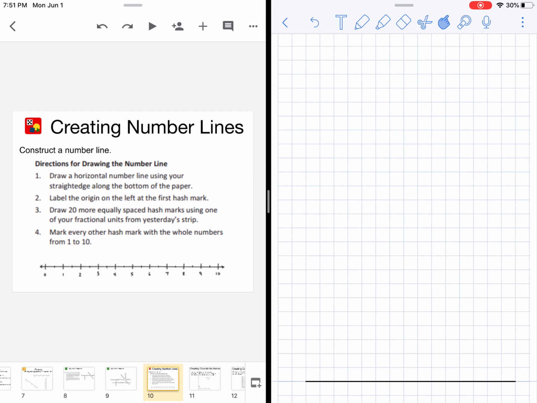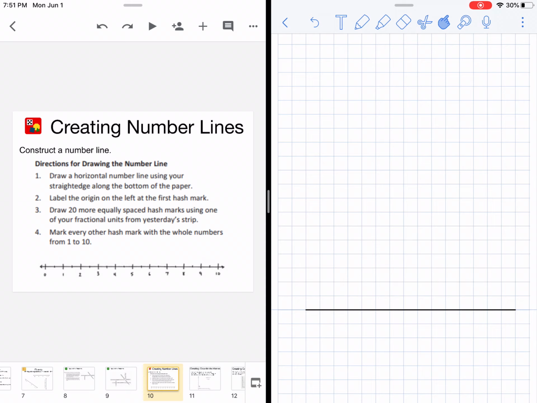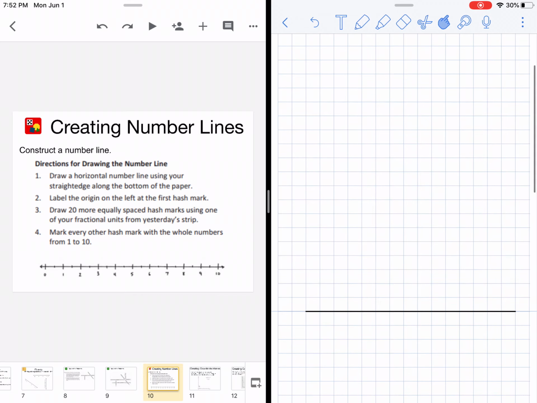So number 2, it says label the origin on the left at the first hash mark. So the origin, if you remember from yesterday, is what, everyone? The origin is 0. The origin is 0, your starting point. Okay, so this is 0. That is the first hash mark.